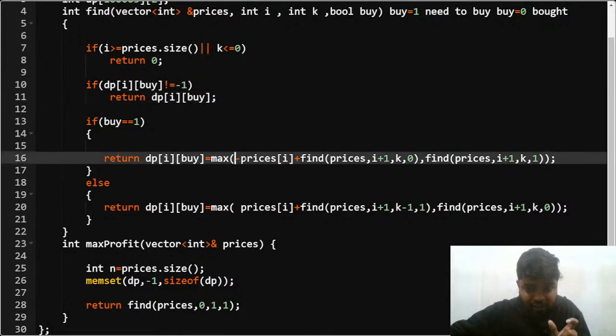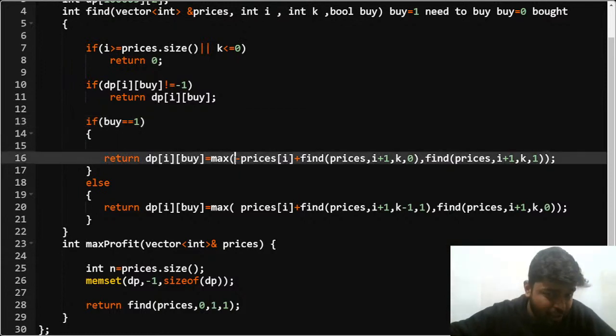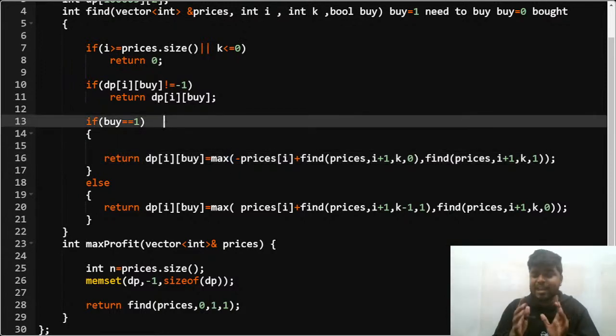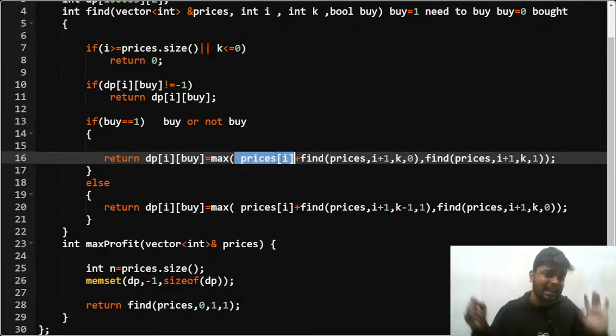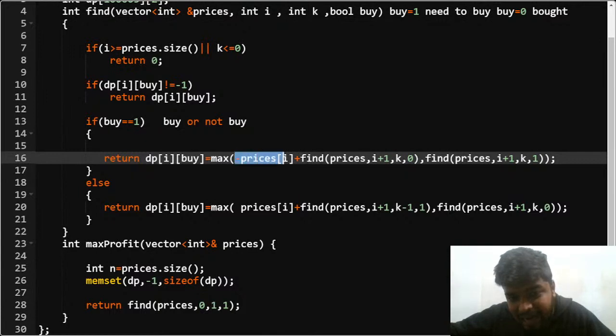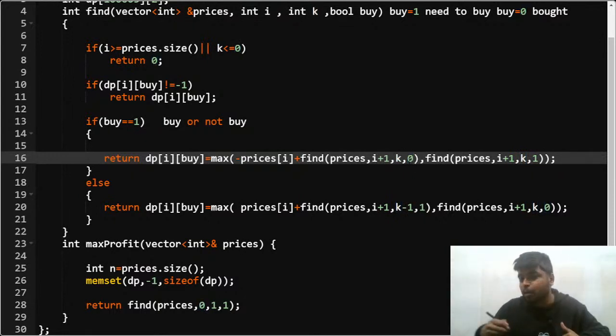If I have already bought it, look at this particular part. If my buy is 1, that means I need to buy. So either I can buy or not buy, this is something that I can do. If I buy, then I'll add minus price of i to my amount, and I'll move to the next index, indicating that the transaction is still not complete. So k will be 1 still here, and buy would be 0 because next time I don't need to buy, because I have bought already.